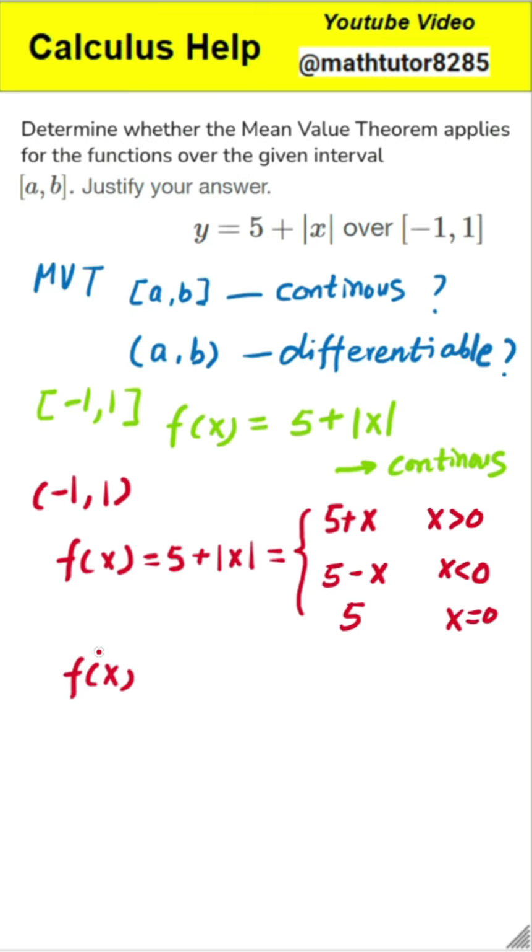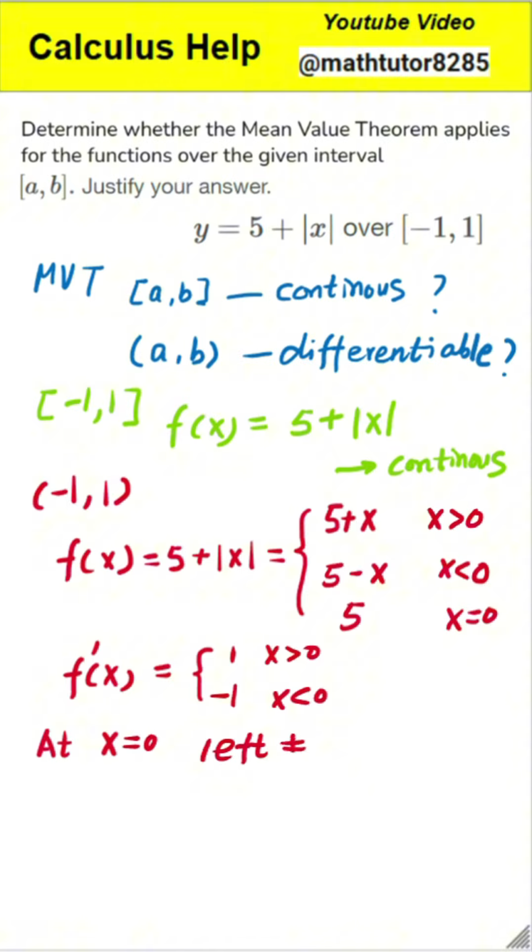When x is greater than 0, the slope is 1. When x is less than 0, the slope is -1. But at x equals 0, the left-hand and right-hand derivatives do not match. The slope coming from the left is -1, and the slope coming from the right is +1. Because these two do not agree, the function is not differentiable at x equals 0. And since 0 lies inside the open interval, the differentiability condition is not satisfied.